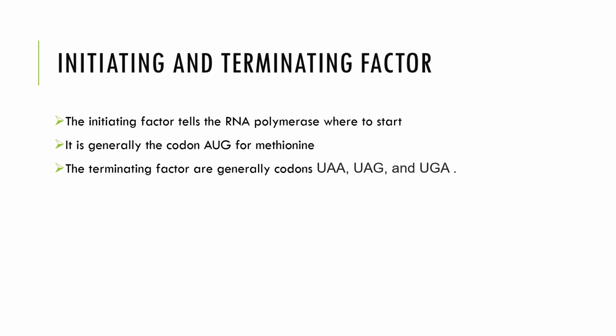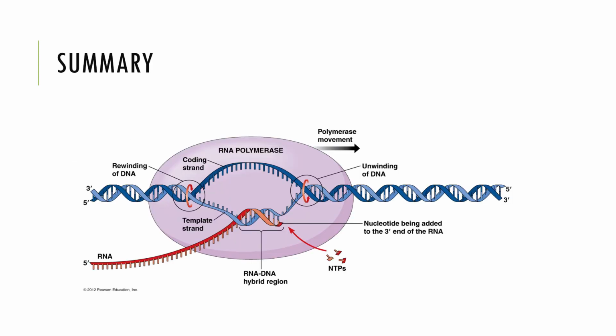Now, do you remember that the DNA polymerase required a primer to know where exactly to start the synthesis? So, does that mean that RNA polymerase doesn't require such an initiating factor? No, it's not the case. The initiating factor is the AUG codon, which codes for the amino acid methionine. There's also a terminating factor, that is the codons UAA, UAG, and UGA.